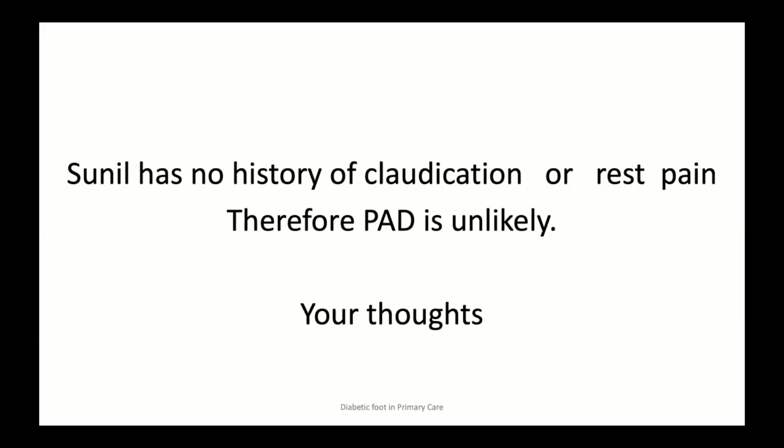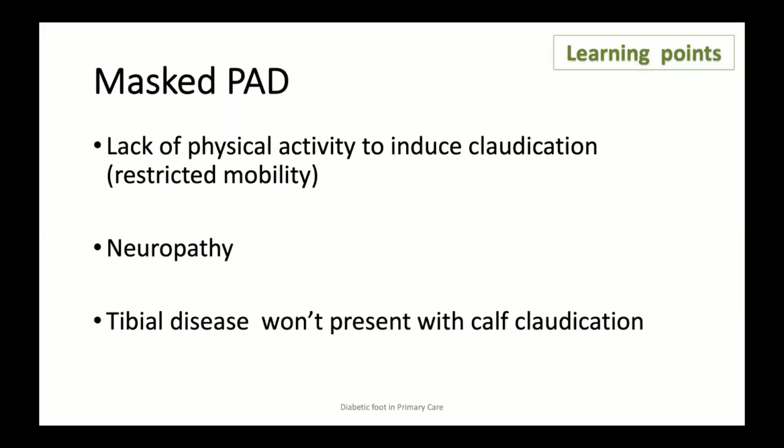So somebody might think, look, if these are not there, then probably peripheral vascular disease is unlikely. And we can take a few seconds to think: if it's not there, then is he not having peripheral vascular disease? But when it comes to diabetic patients especially, there is quite a significant proportion that don't have claudication, nor do they have rest pain, and that's called masked peripheral vascular disease.